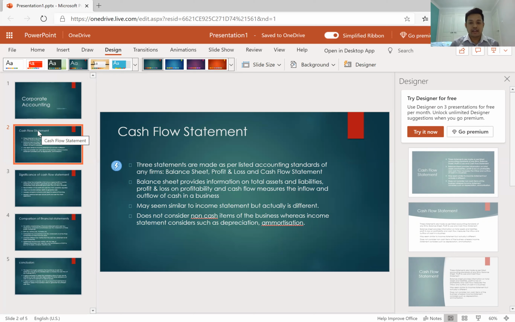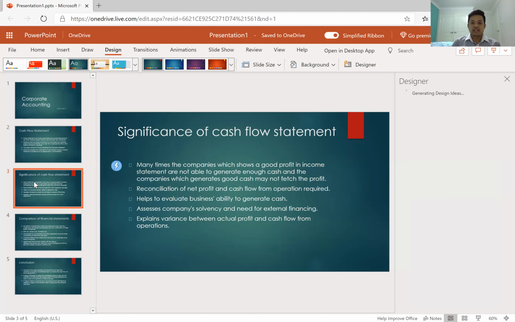While we look into the cash flow statement, it may look very similar to the income statement, but actually it is different and has a different concept. The cash flow statement does not consider non-cash items of the business, whereas the income statement considers all the non-cash items such as depreciation, amortization, or impairment of assets.